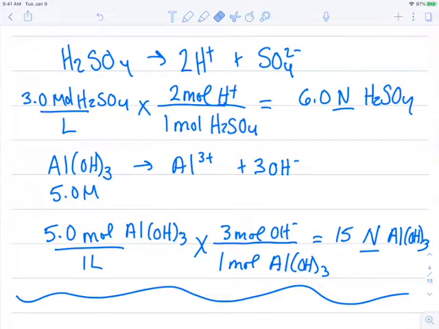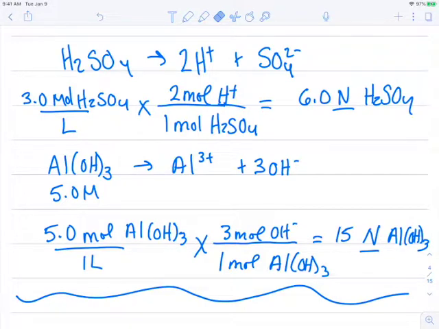So we took a look at sulfuric acid, and we said sulfuric acid breaks up into 2 hydrogen and 1 sulfate. So we could do a conversion here where we say 3 moles per liter of sulfuric acid, that's 3 molar. We could multiply it by the conversion factor, 2 moles of hydrogen divided by 1 mole of the acid, and it would give us 6 normal sulfuric acid.